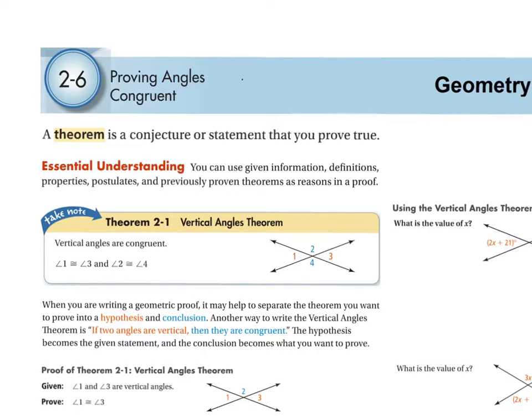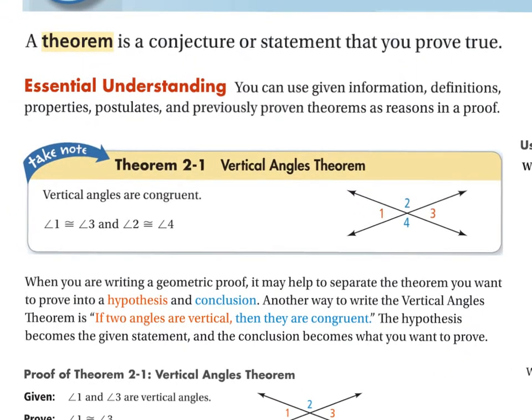Whenever you're doing this, you can use it just like a property or a definition. This can be a reason in the reason column whenever you are writing a proof. So you can add these theorems to your list. The first theorem we're going to talk about is the vertical angles theorem, and we've talked about this before. It just says that whenever you have two lines that cross, they make an X. The ones on opposite sides, like 1 and 3, are congruent or equal. And then 2 and 4 are congruent.